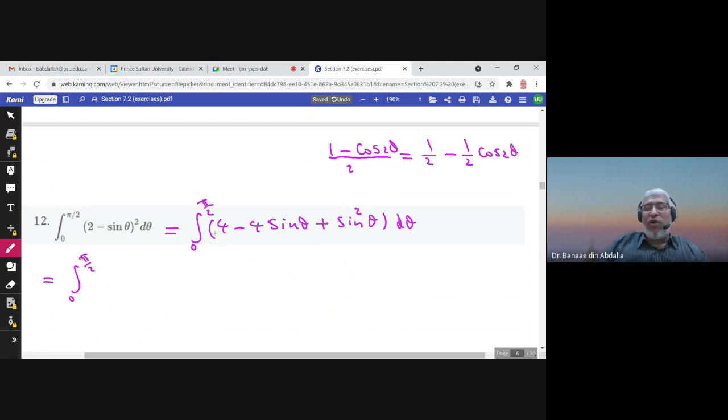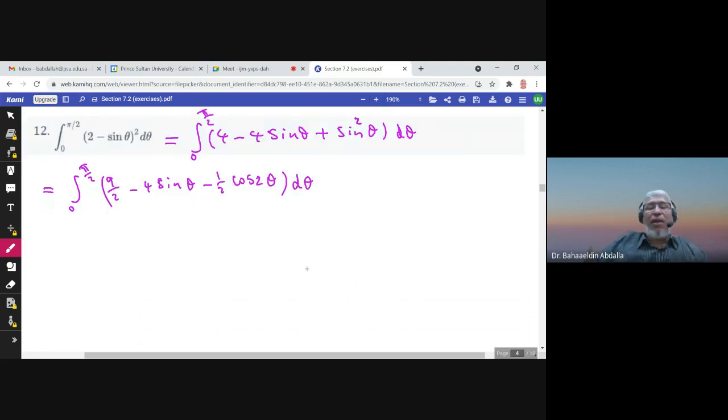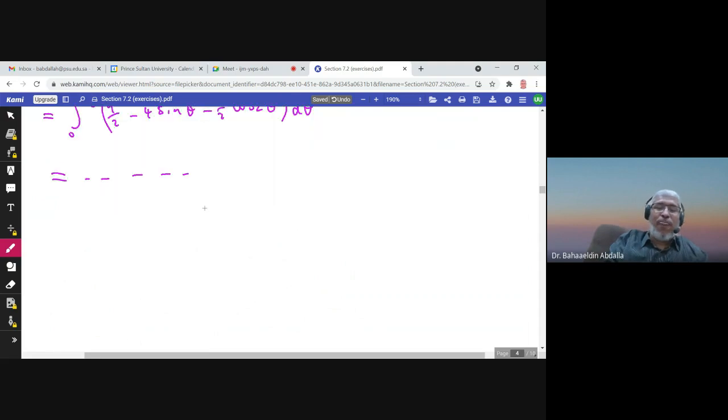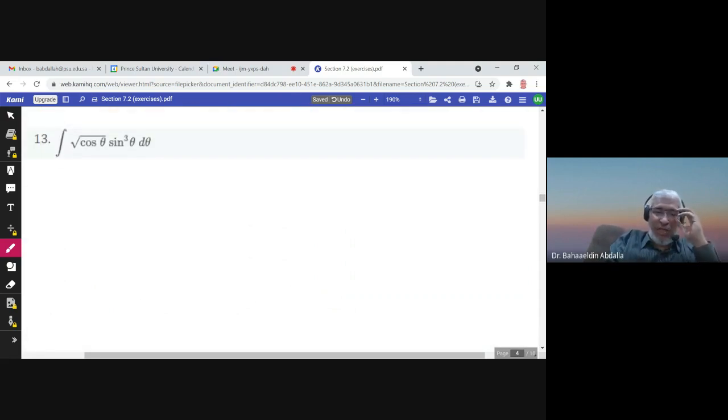So this 4 plus this half would be 9 over 2 minus 4 sine theta minus half cosine 2 theta d theta. And I believe you can continue as we did in the previous questions and check your solution at the end.